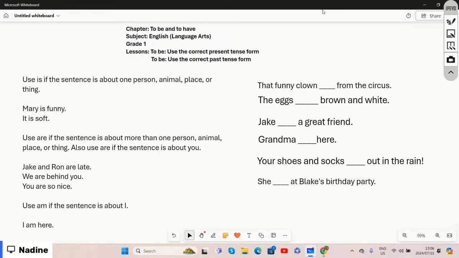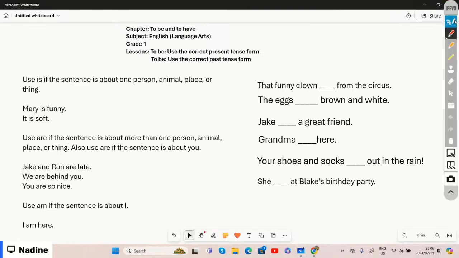All right. So we can use the word is. So the word is, right? We can use the word is if the sentence is either about one person or the sentence is about one animal, one place, or even one thing, right? We're referring to one person, one animal, one place, and one thing.